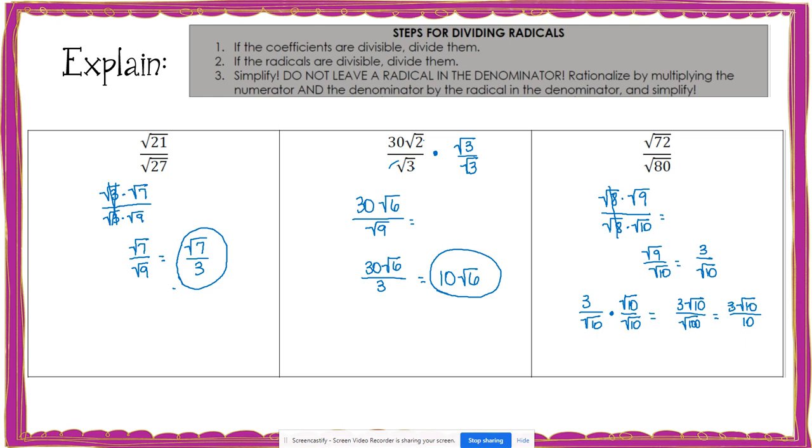Now we would want to check our coefficients or our whole numbers, but when I look at 3 over 10, I know that they don't have any factors in common. So I know that I cannot simplify anything with my whole numbers. My square root of 10 does not have any factors that are perfect squares, so that is also in simplest form. Since my coefficients cannot be simplified and my radicals cannot be simplified, that means that this is my solution.